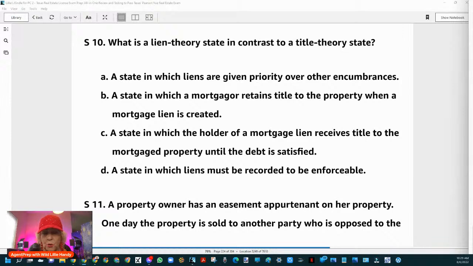So the mortgagor, okay, is the borrower, right? And the mortgagee is the lender. So there's going to be a lien written in the title and on the deed. And they retain the title until the lien is paid. So a state in which mortgagor retains title. Mortgagor is the borrower, right? The deed is conveyed, the title is in their name to the property when a mortgage lien is created.